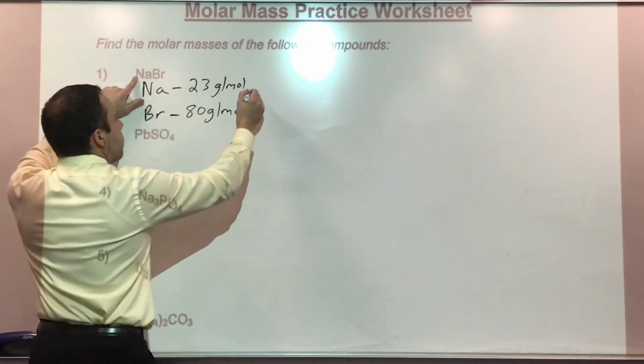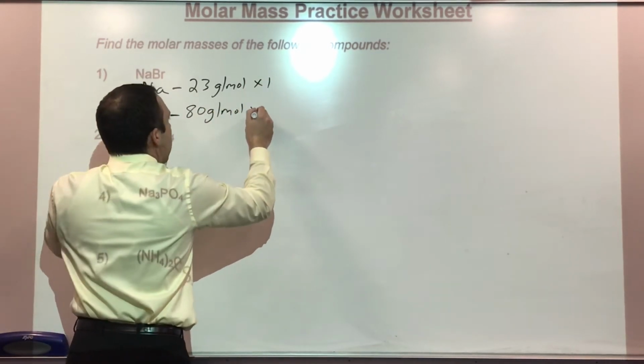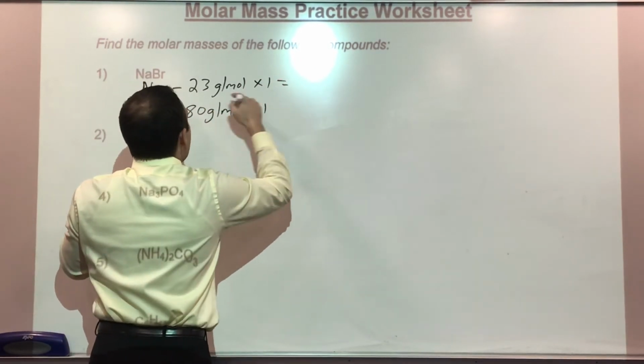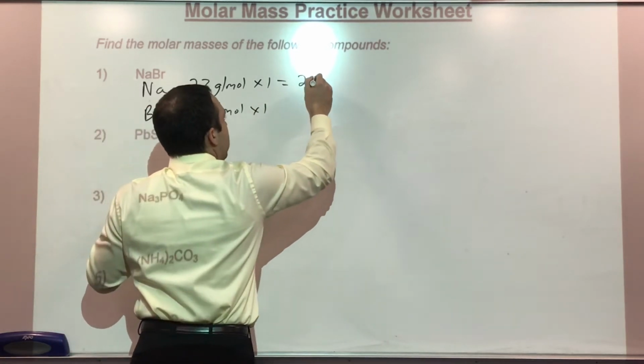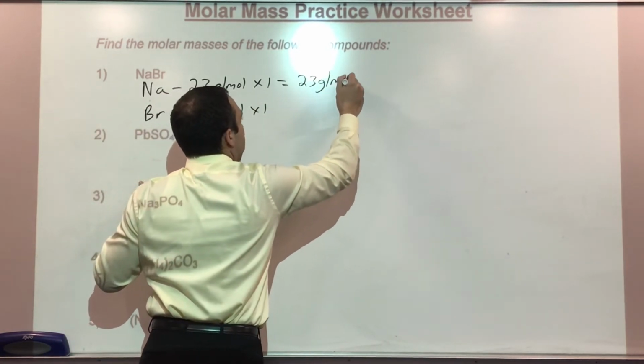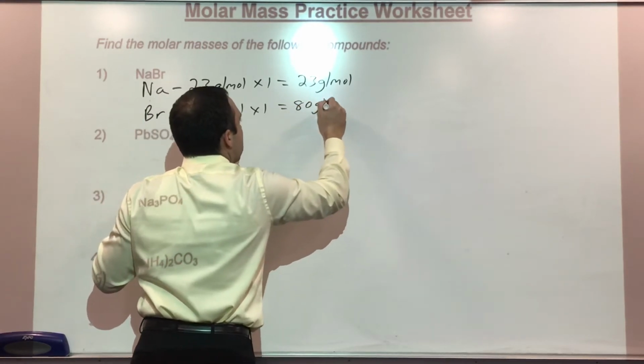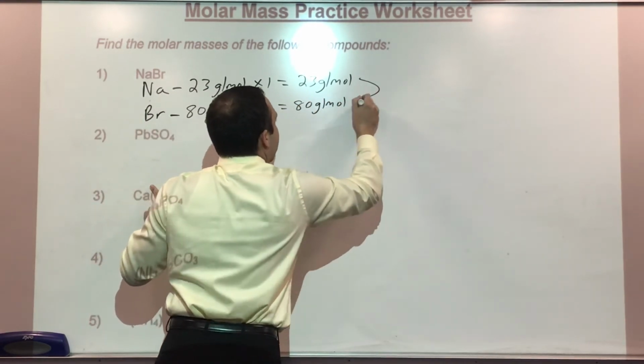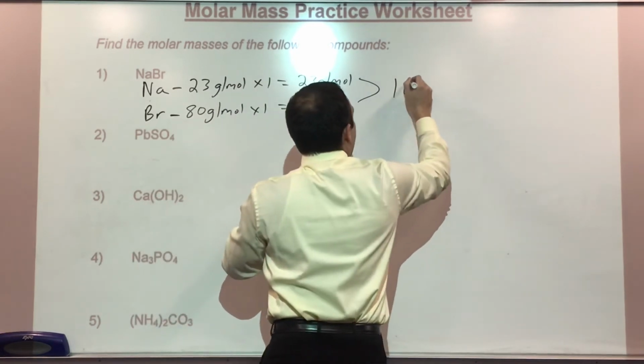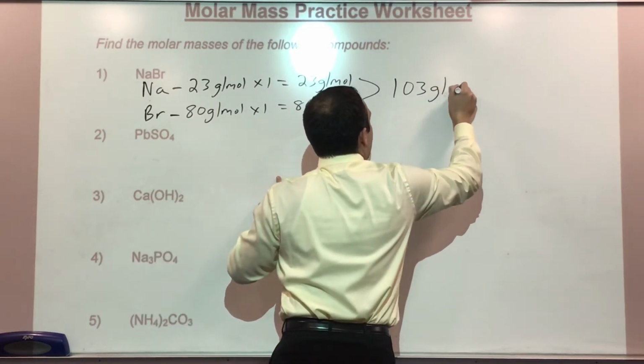There's 1 sodium, since there's no number next to it, and 1 bromine. 23 times 1 is 23 grams per mole. 80 times 1 is 80 grams per mole. And if you add those up, you get 103 grams per mole.